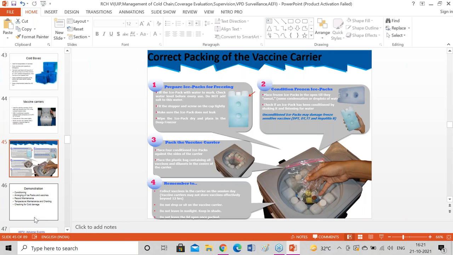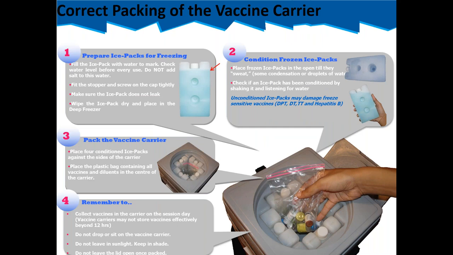Okay, how to pack a vaccine carrier? So, firstly, you have to prepare ice packs. Fill the ice pack with water to mark. Check water level before every use. Do not add salt to this water. We have a mark on the ice pack, and up till that mark, we add water.